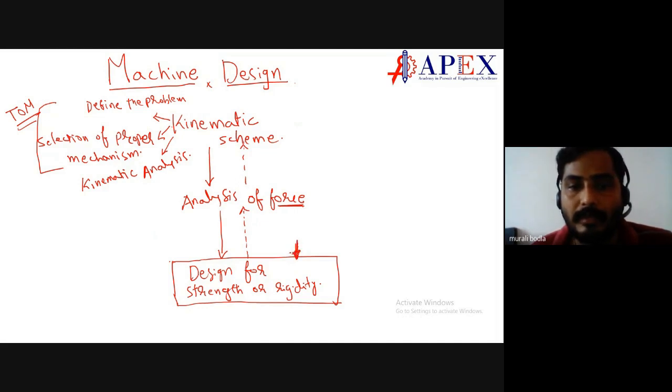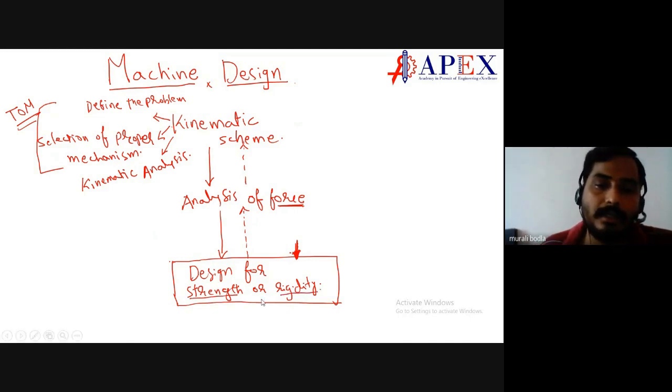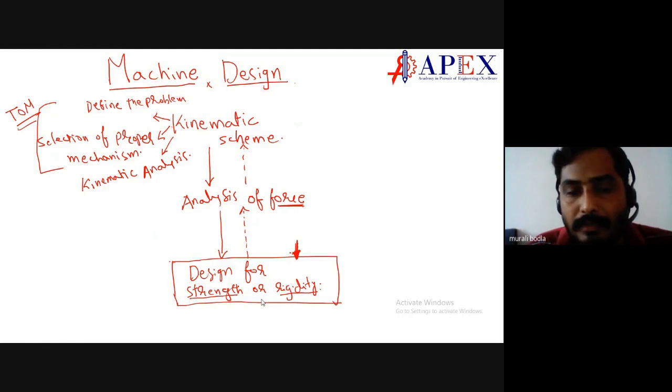Basically, within the design also, we call it designing for strength and designing for rigidity. What do you mean by strength and rigidity? If you have taken a component and you are applying a load, it may fail if it is not able to sustain that force. That is directly failing. So that is strength.